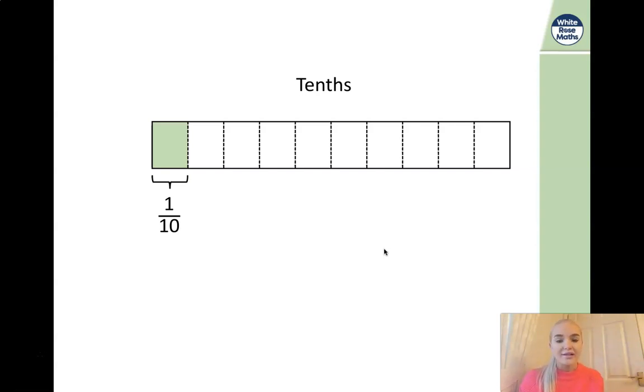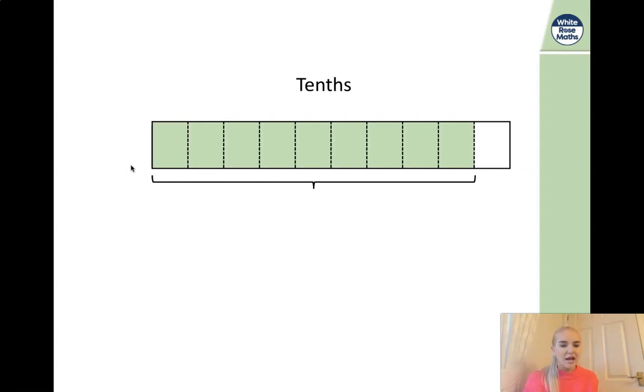And we recognise that this part shaded in green is 1 part out of the 10 I have altogether. So it represents 1/10. Now, I have shaded in more parts. How many parts have I shaded in now? And what would my fraction be? Pause the video and have a think.